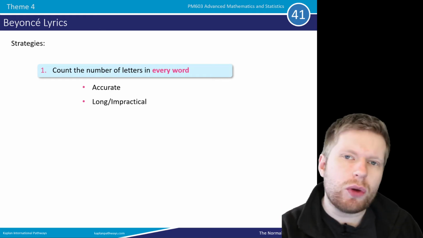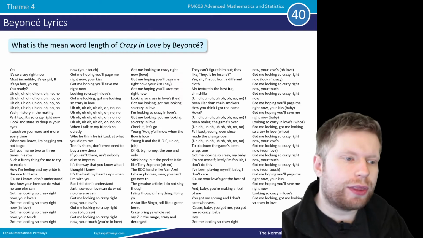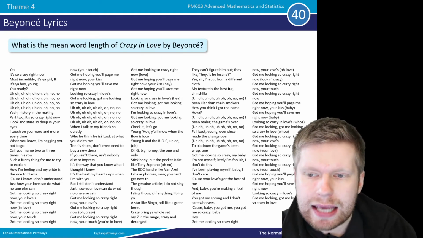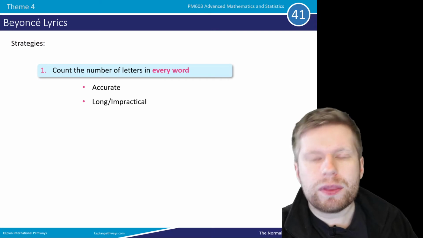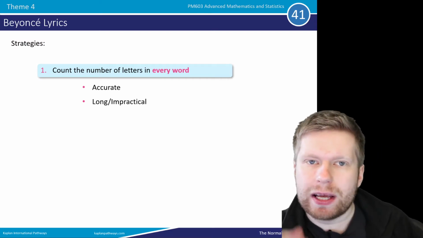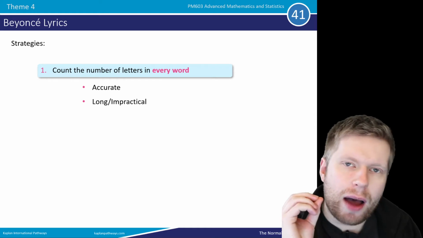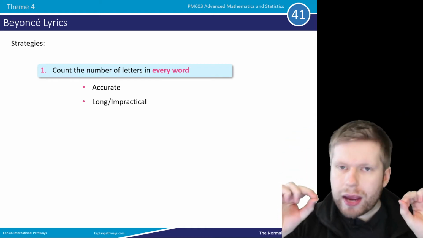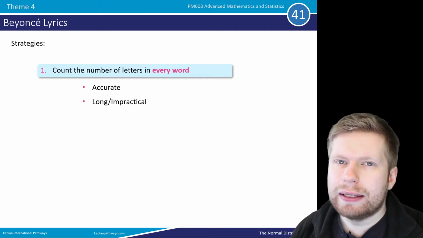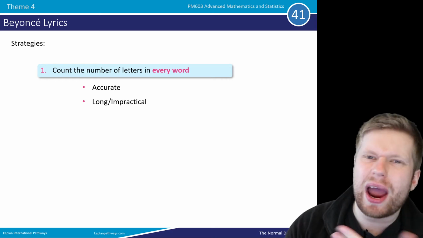Now, what I'm effectively doing there is a census because I'm looking at the entire population. Are you happy that the entire population is every single word, so the entire song, okay? Now, the thing is, this is going to be very accurate because I'm working with the entire population. So therefore, whatever average I get, that would be a parameter. In other words, it would be the true mean word length of the entire song. However, it's going to take a long time to do, isn't it? It's going to be fairly impractical to do.